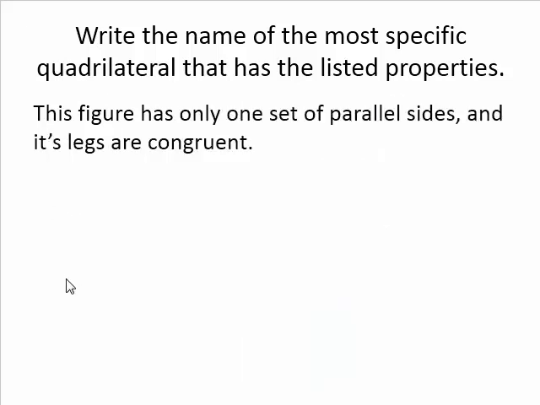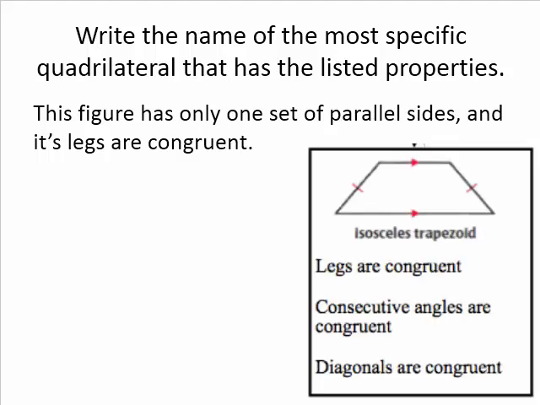Alright, this figure has only one set of parallel sides and its legs are congruent. There's only one shape we talk about legs with as far as quadrilaterals go, and that is a trapezoid, and since the legs are congruent, we know it is an isosceles trapezoid.